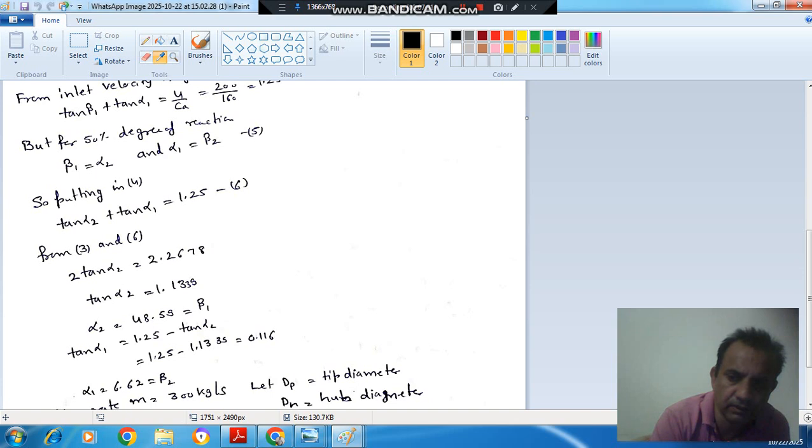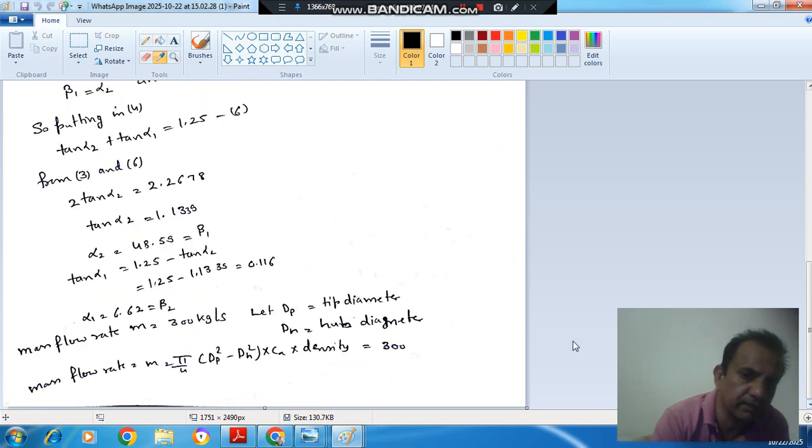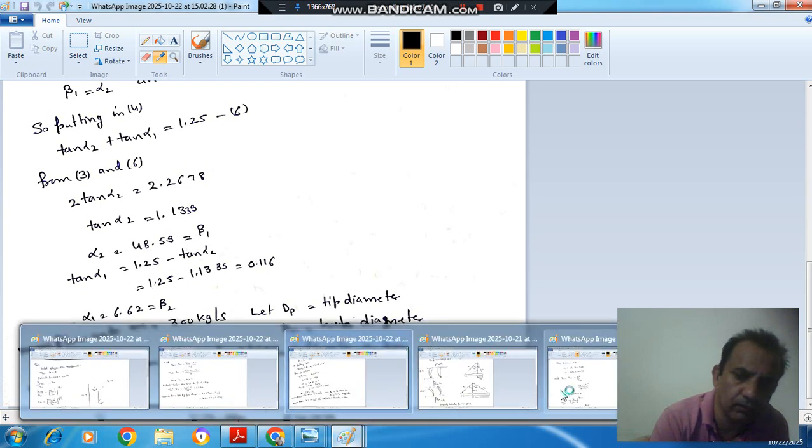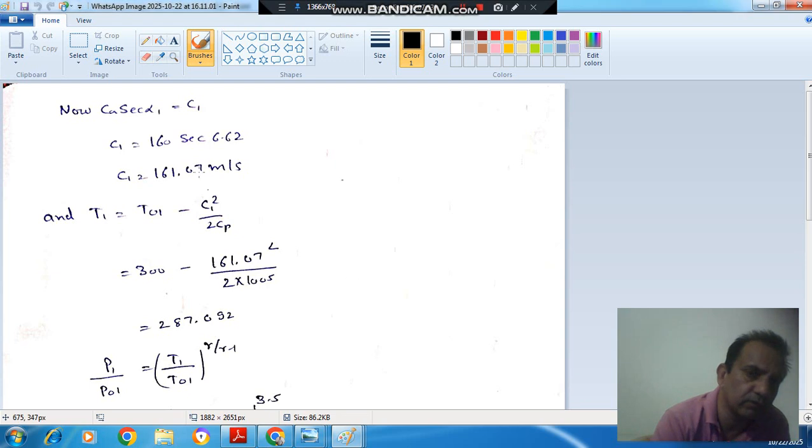Now mass flow rate is given, that is 300 kilogram per second. So Dp is your tip diameter and Dh is the hub diameter, and then the mass flow rate is m equals pi by 4 Dp square into (1 minus Dh square by Dp square) into CA into density, but density is not known. So now we'll find out density. To find out density, we'll find out C1 first, the inlet velocity. Now CA is known, alpha 1 is known, so CA is 150 and alpha 1 is 6.62, so C1 comes out as 161.0 meter per second.